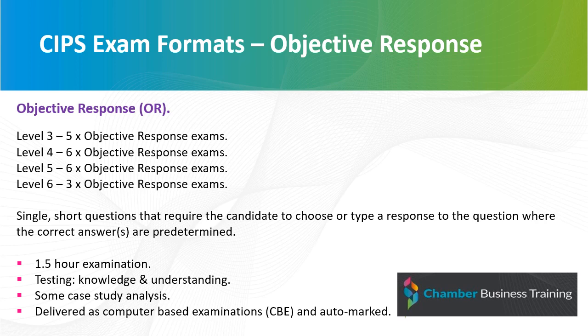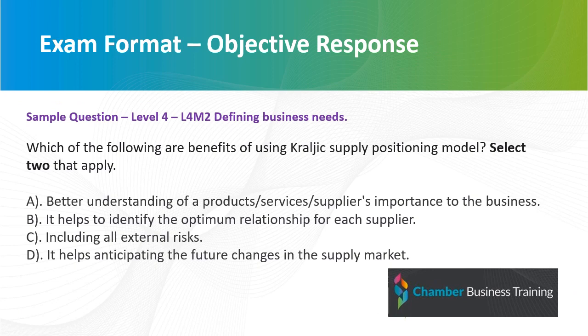It usually takes around 4 weeks to receive your results. Here we can see an example from a level 4 module, which is level 4 module 2, defining business needs. Here the question is testing the student's knowledge of a common model found across different modules and different levels within CIPS. This is the Kraljic matrix. You can see here the introduction of the select all that apply style questions, and these are introduced at level 4.